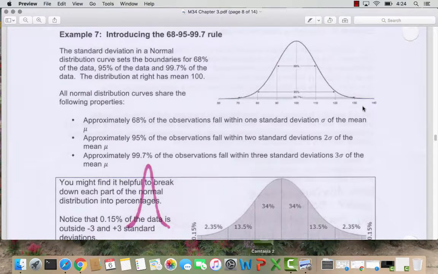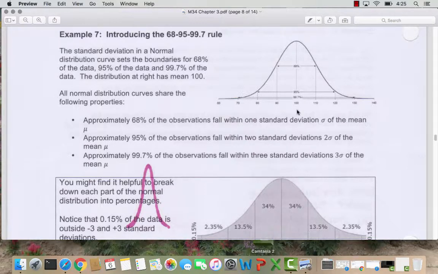So we have a rule here, and notice this pink is just the ink coming through from the other side of the paper. There's nothing special about the pink normal distribution curve here. The 68, 95, 99.7% rule approximates the area within 1, 2, and 3 standard deviations. So we say approximately 68% of the observations fall within 1 standard deviation of the mean, meaning we go up 1 standard deviation or down 1 standard deviation.